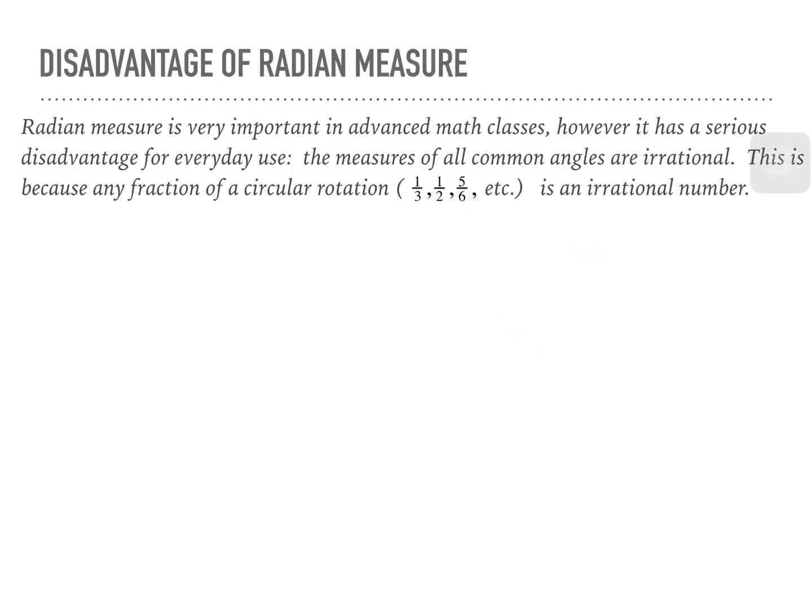Now, there's one disadvantage of radian measure. It is extremely useful in upper level mathematics, and it's used almost exclusively in trig eventually. But the radian measure has a serious disadvantage for everyday use. The measures of all common angles are irrational. This is because any fraction of a circular rotation, like 1/3 rotation, a half rotation, 5/6, or even 1 full rotation, is an irrational number because it's based on pi.